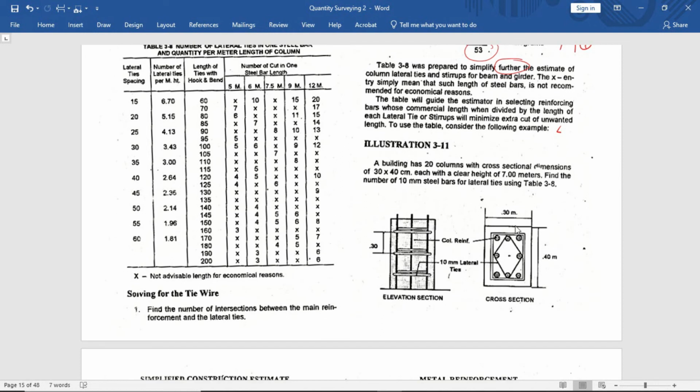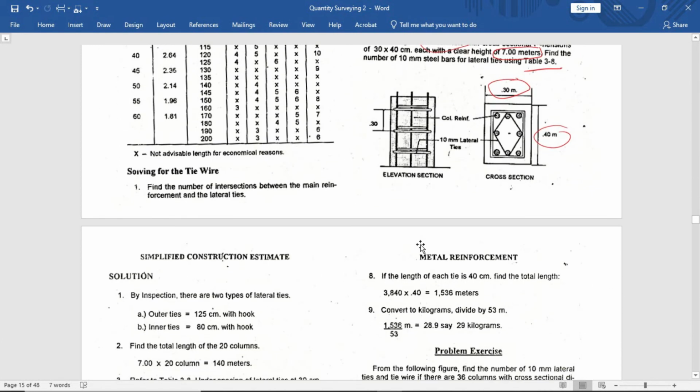So, a building has 20 columns with cross-sectional dimensions of 0.30 by 0.40 meters, each with a clear height of 7 meters. Find the number of 10 mm steel bar lateral ties using Table 3-8. So, by inspection, there are two types of lateral ties.